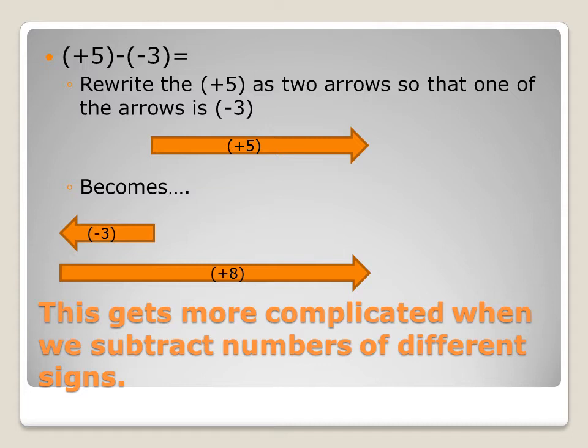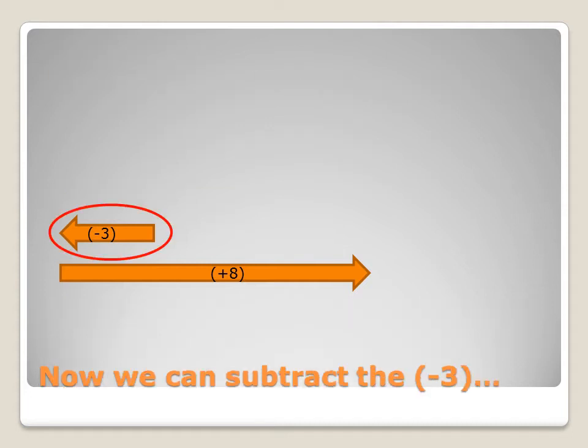What we have here when we do this is we have still positive 5, but now it's made up of two arrows, so that we have the negative 3 arrow which we want to subtract. Okay, so even though this doesn't look like positive 5 anymore, it still is, and we can subtract this negative 3 arrow now, which leaves us with positive 8.